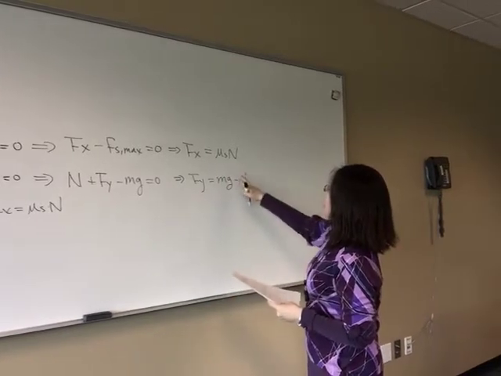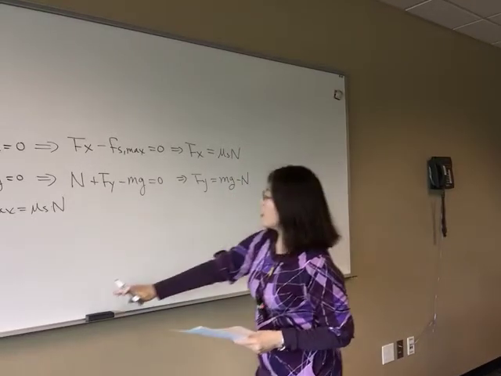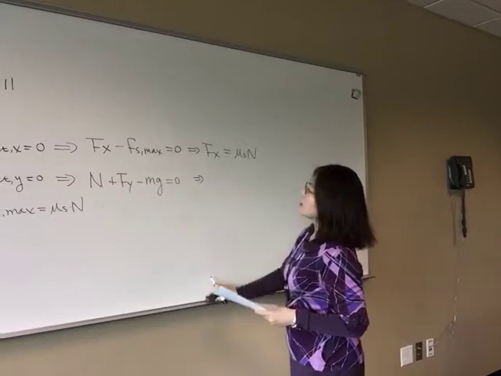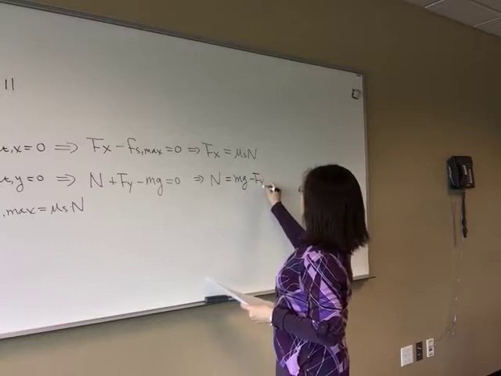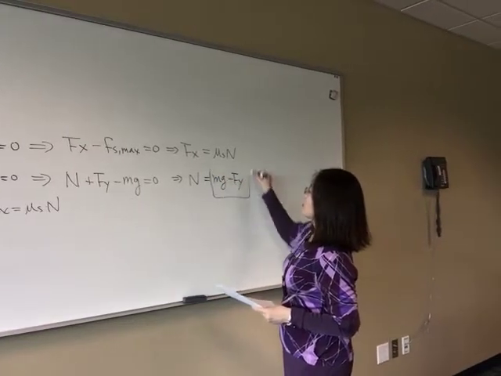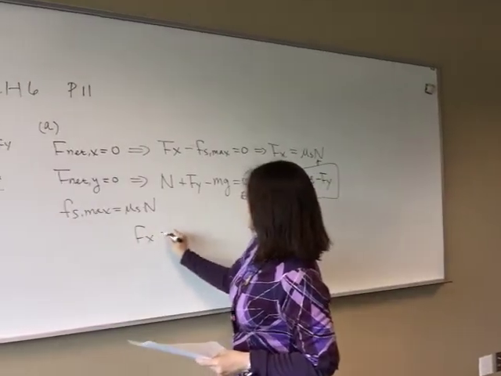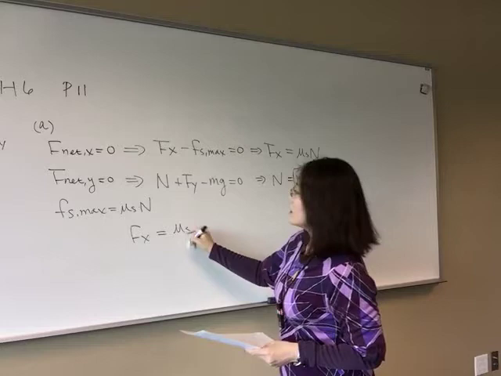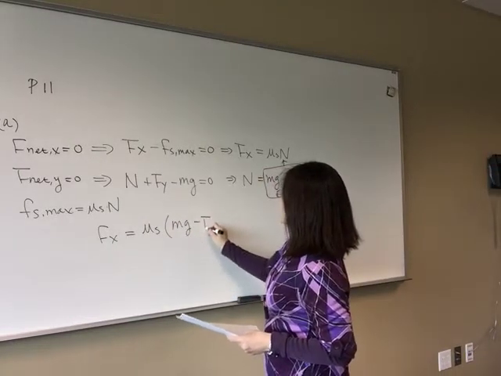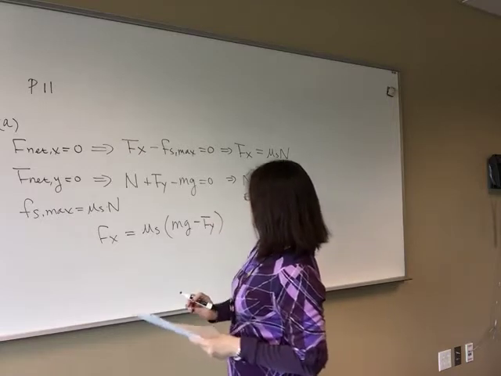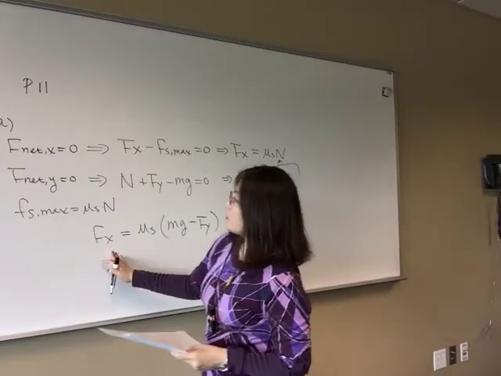So what we can do is replace our N. Maybe the best thing to do is to say N is equal to mg minus Fy, and then replace N with that expression. So your Fx is equal to mu s, which is a given number, times mg minus Fy. Okay, so what do we get here? Then what is your Fx?